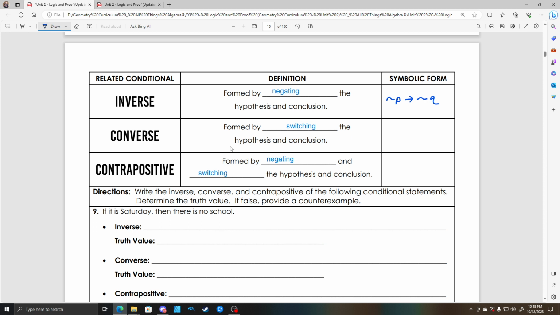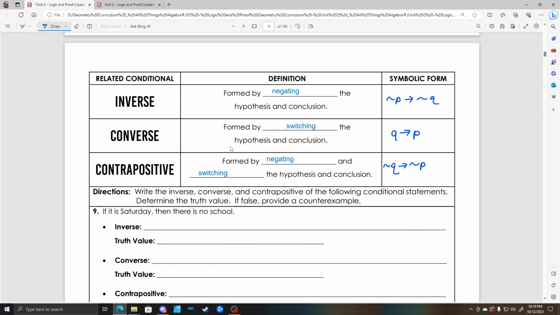You're negating things. The converse is switching the hypothesis and the conclusion. So instead of if P, then Q, now it's going to be if Q, then P. We'll do some examples, and this will make more sense. The contrapositive is the combination of the inverse and the converse. So in this case, we're negating and switching the hypothesis and conclusion. It's if not Q, then not P.